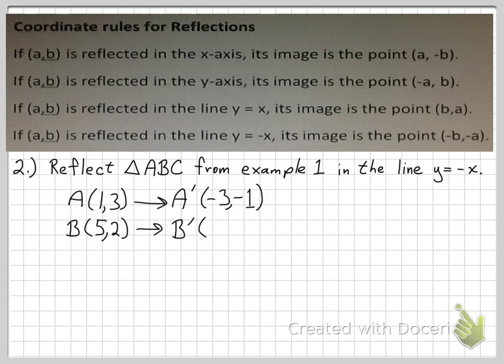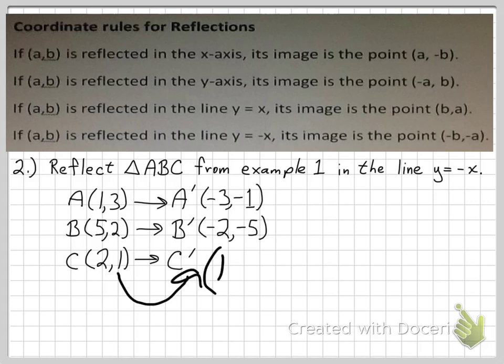So if the point is 5, 2, then my x-coordinate is going to be negative 2. See, I take this 2 and I put it in this new position. You switch positions, right? And you also switch the signs. If it was positive, you make it negative, and if it was negative, you make it positive. So this is going to be the point negative 2, negative 5. So B prime is negative 2, negative 5. And then if C is the point 2, 1, what is C prime going to be? Well, you take this one and you put it here, so that'll be a 1. And you take this and you put it there, so that will be a 2, but you switch the signs. So it's going to be negative 1, negative 2.